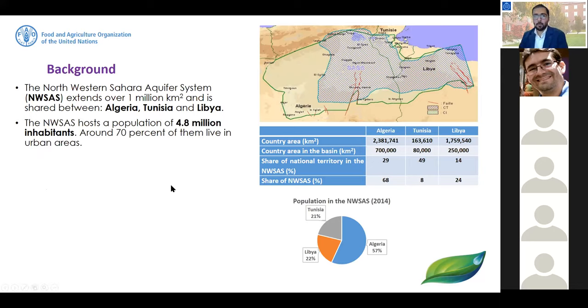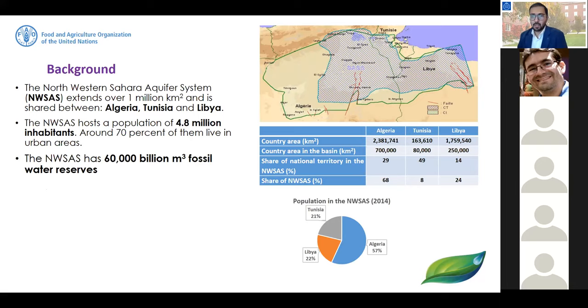The population is about 4.8 or almost 5 million inhabitants. 70% are living in rural areas. So access to the resources and connection to electricity is also one of the challenges that should be taken into consideration. As I said, it's a massive groundwater resource.